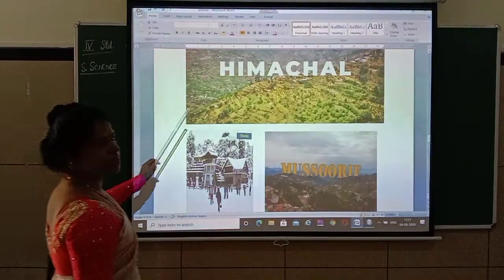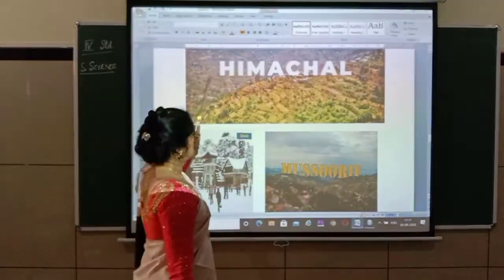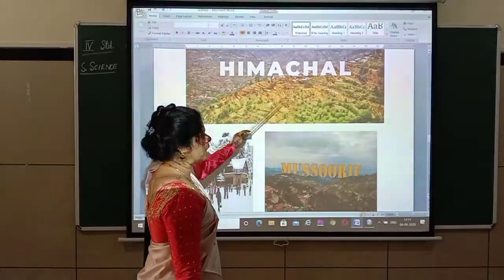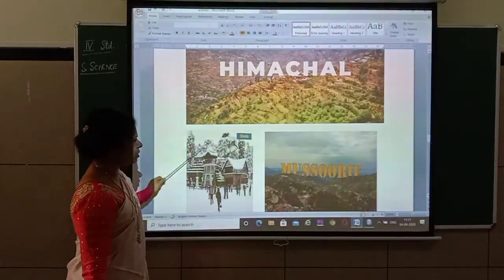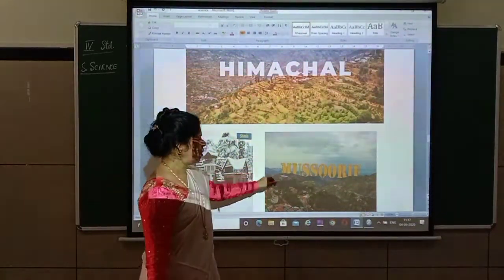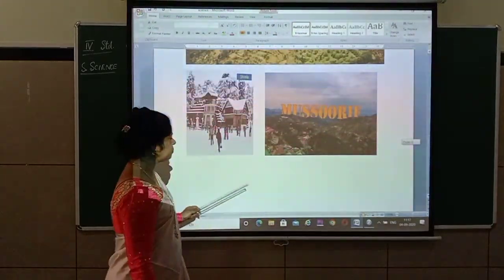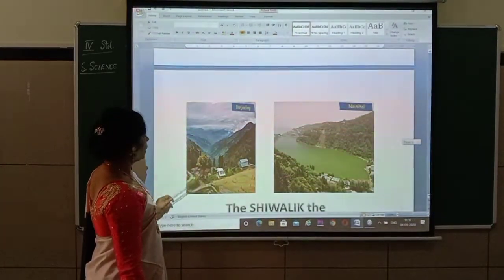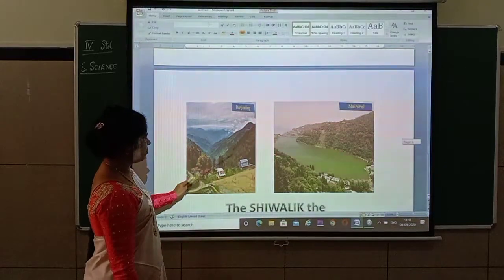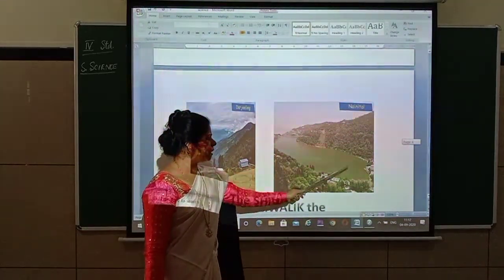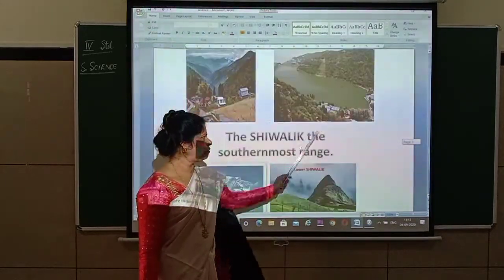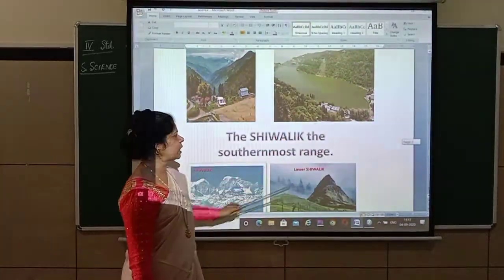Excellent. You can see this is about Himachal Pradesh. So you see it is full of mountain ranges here, isn't it? So this is Shimla. Again it is covered with snow. Mussoorie also covered with snow. Darjeeling. You can see Darjeeling with valleys also. And Nainital. In Nainital you can see even the water here in between, and it is full of evergreen forest.